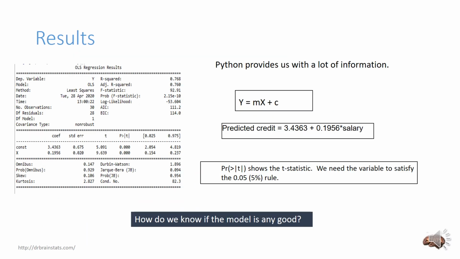And so we got our results. Python provides us with a lot of information, but we just want to solve y equals mx plus c. We can see from our results, predicted credit equals 3.436 plus 0.196 times salary. The t statistic tells us whether this variable satisfies the 5% rule. And as you can see from the results, it does. But how do we know if the model is any good?